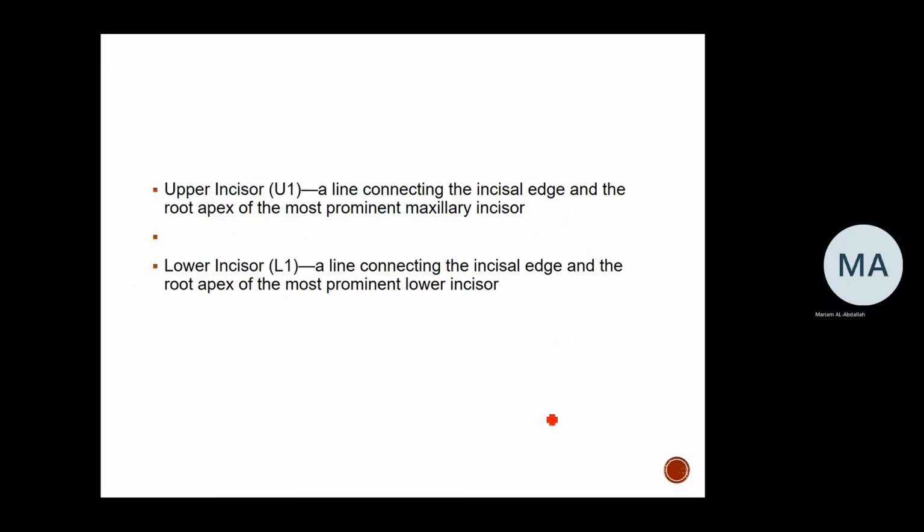Right. So the upper incisor line is a line connecting the incisal edge and the root apex of the most prominent maxillary incisor. The lower incisor line is a line connecting the incisal edge and the root apex of the most prominent lower incisor. So if you have crowding and some incisors are proclined and some are retroclined, then we take the most prominent incisor.